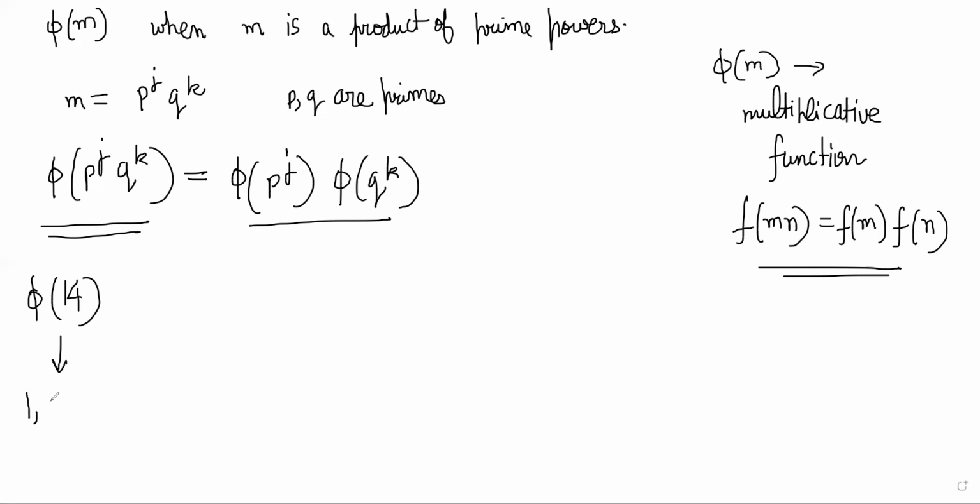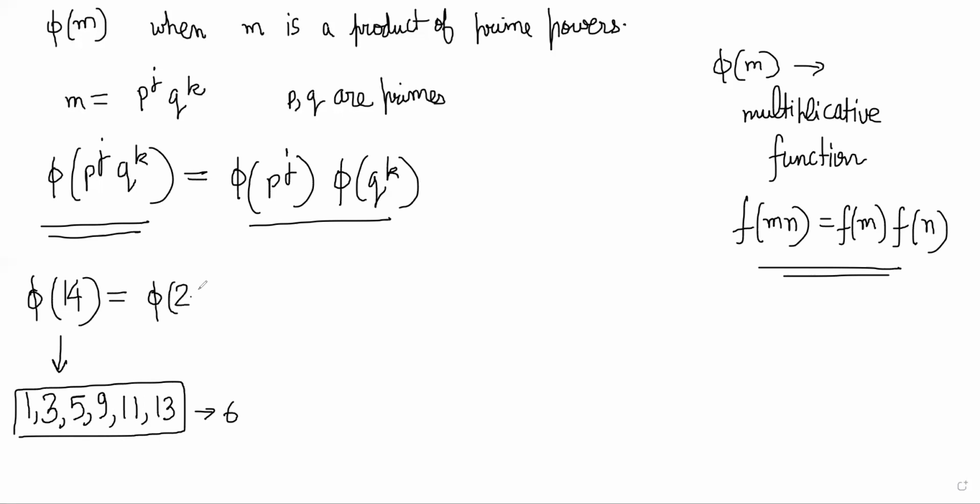So 1, 3, 5, 9, 11, 13. That's it, right? So the number is coming out to be 6. And now let's split it as 2 times 7 and check whether this works out or not. So it's 1 times 6. This method also seems to work out here.